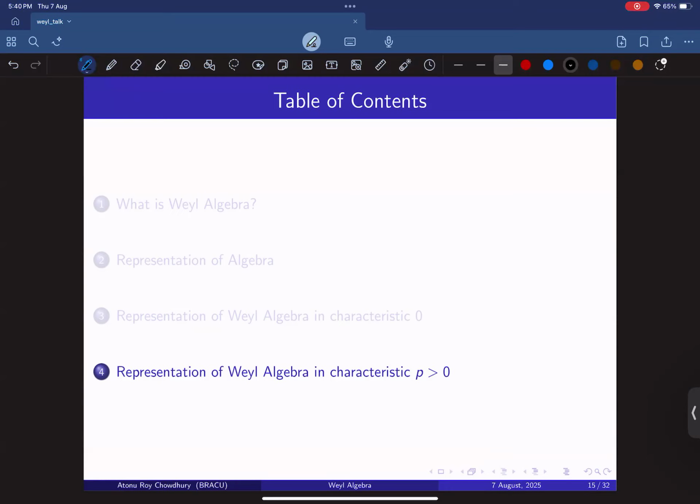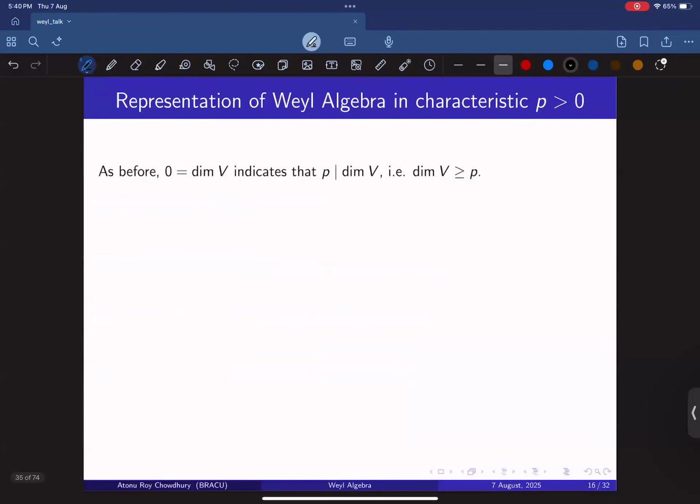So now we are in a field of characteristic p. That means if you add 1 to itself p times, you get 0. What is an example of such a field, where if you add 1 to itself p many times, you get 0? What would be an example of such a field?